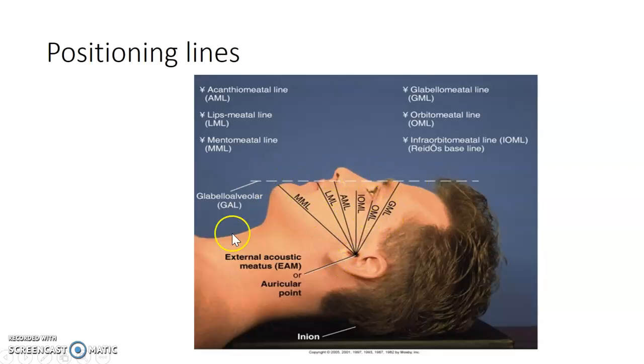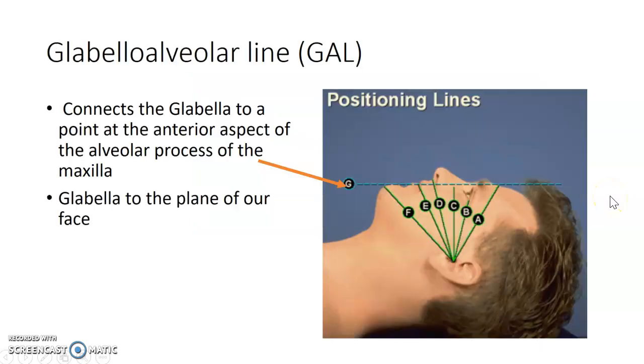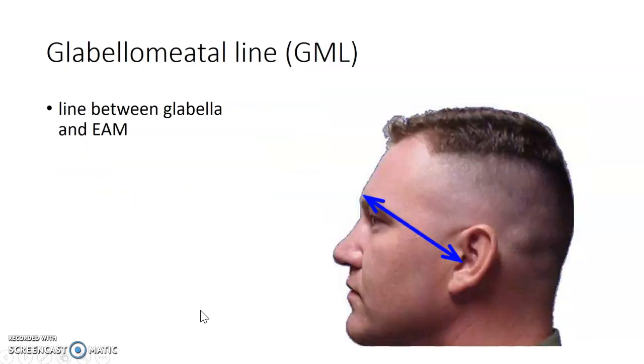So these are sort of what I want you to know, and there's a quiz for this too. The GAL, glabelloalveolar line, is this one coming across here, right in front of the face. It connects the anterior aspect of the alveolar process of the maxilla, kind of coming in the front here, to the forehead, all right? It's basically the plane of your face. Glabellomeatal line, or GML, is a line between the glabella and the external auditory meatus, which is your ear, right in here. Okay.